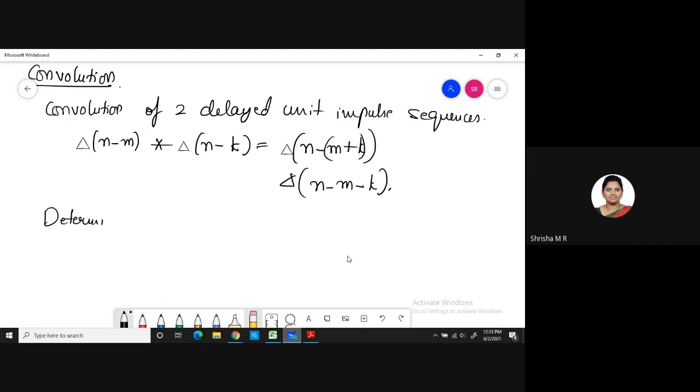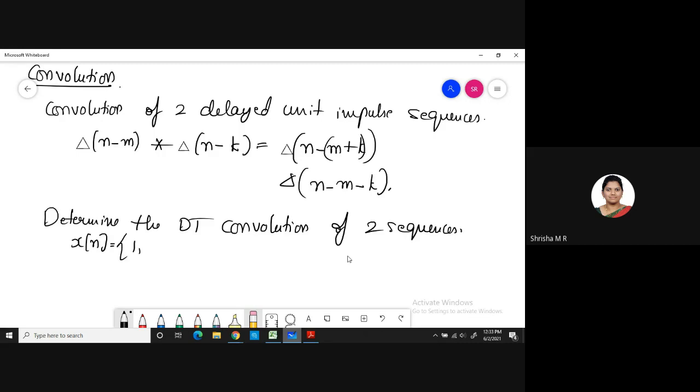I showed you one simple method, right? Determine the discrete time convolution of two sequences. So you will be given x of n, which is 1, 2, 3 and 4. Your origin is at 2. Okay, and h of n is given to be 1, 5 and 1, and your origin is at 5.